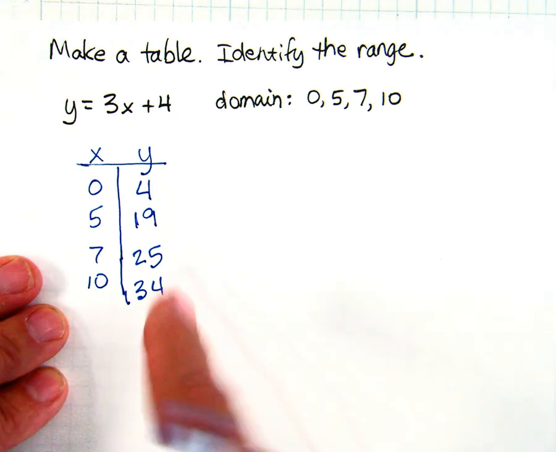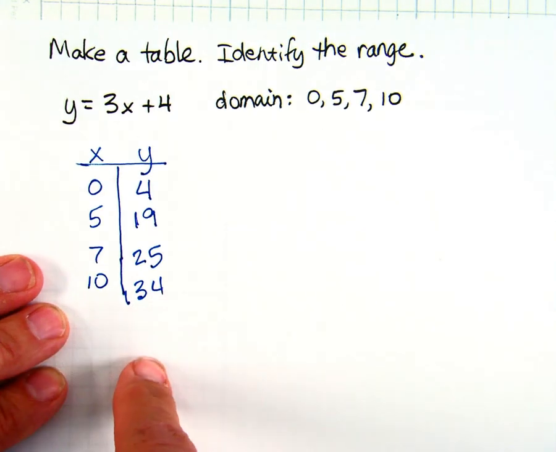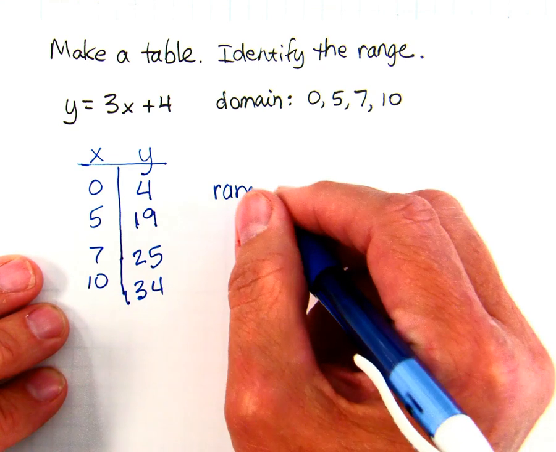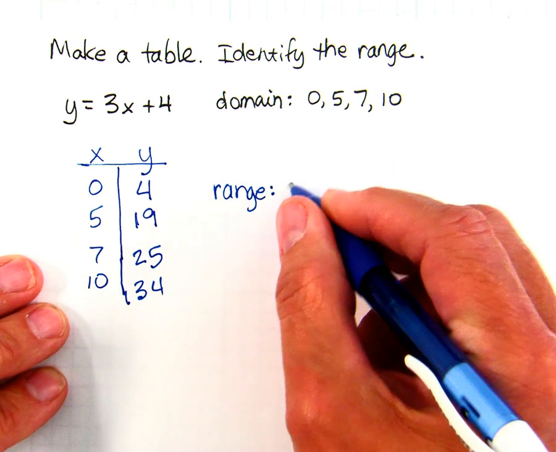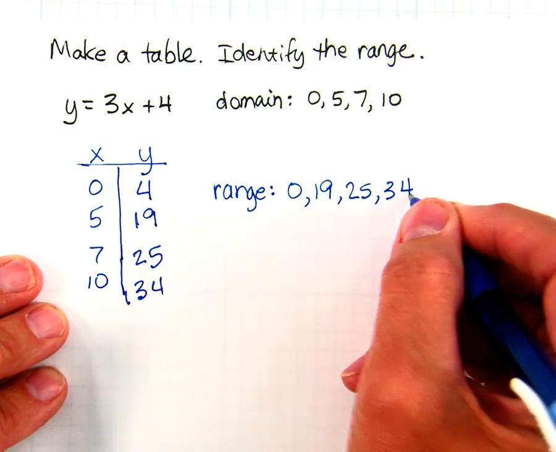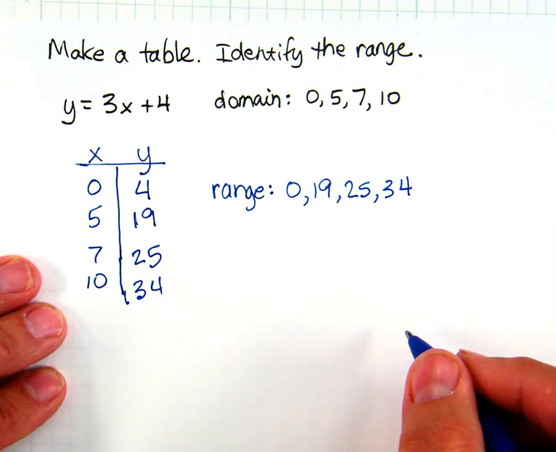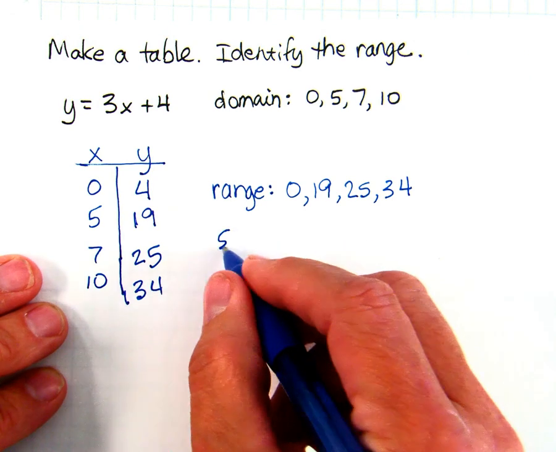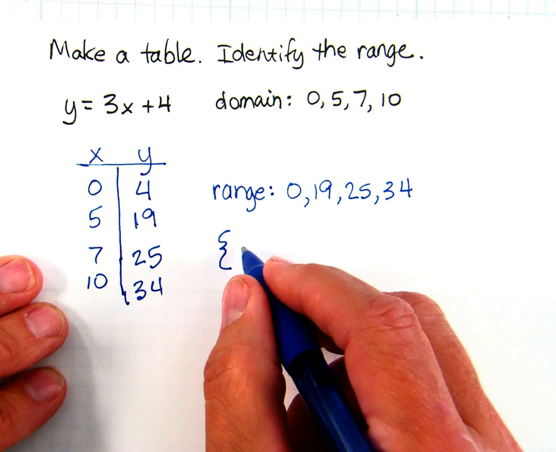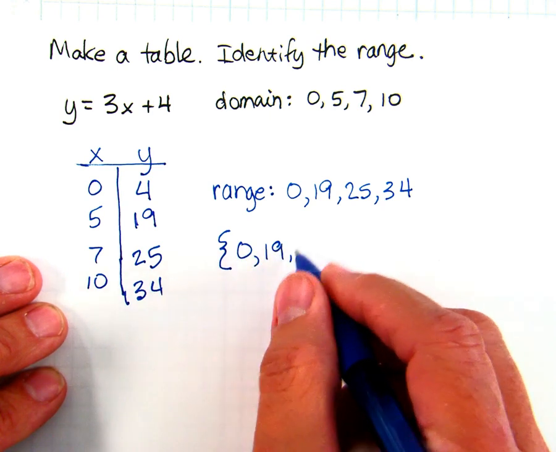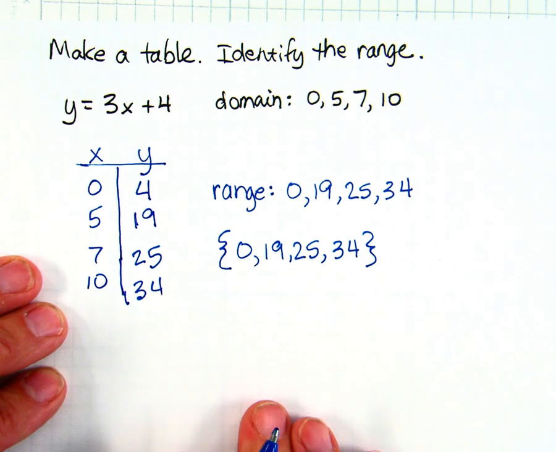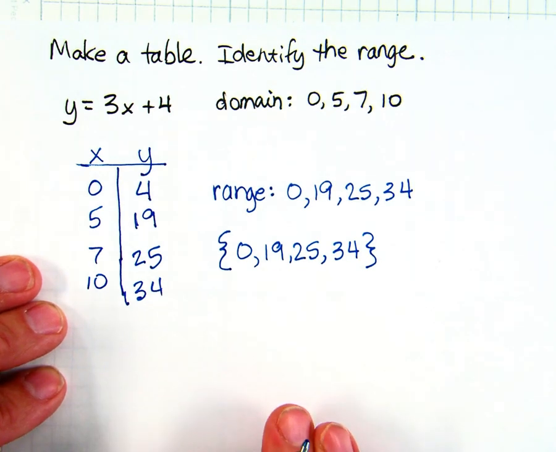Well, there it is. It's right there. That is the range, but we need to write it out so folks know we know it. So we'll write out that the range is 0, 19, 25, and 34. That's one way to write it, and that's a good way. Another way is in the set terminology. This is called a brace, and we'll just put them all in as a set like this. Okay, both of these ways to write it are just fine. You can choose whichever way that you would like.